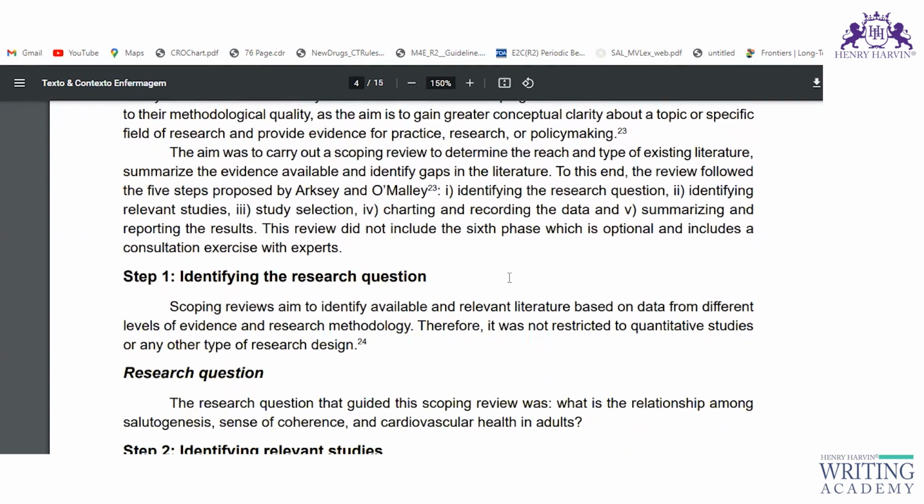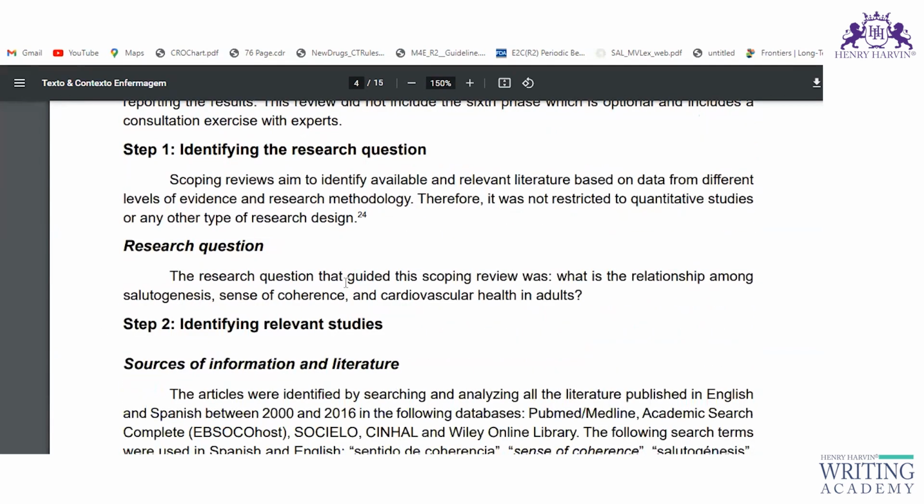The methodology for doing a review, as I told you in the previous class also, is the same for all types of review. In systematic reviews and meta-analysis, there are certain additional steps. Otherwise, all the steps are the same. So the first step is identifying the research question.